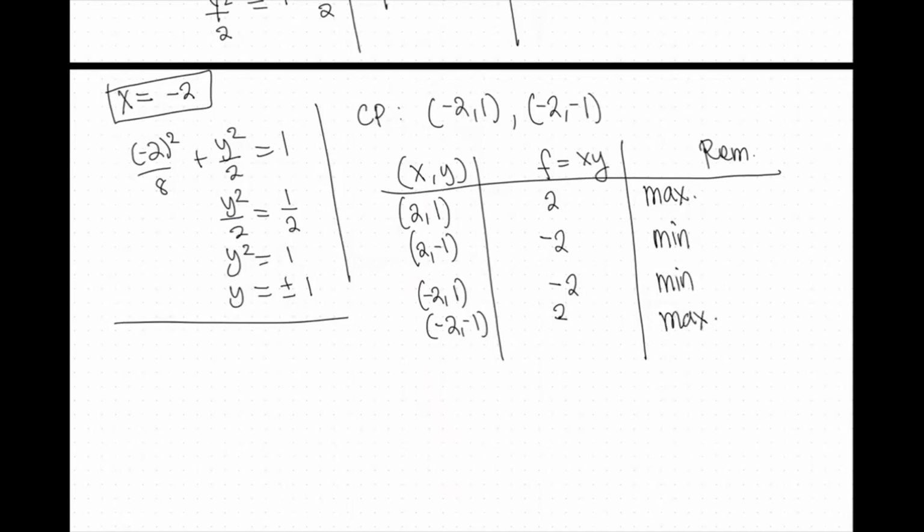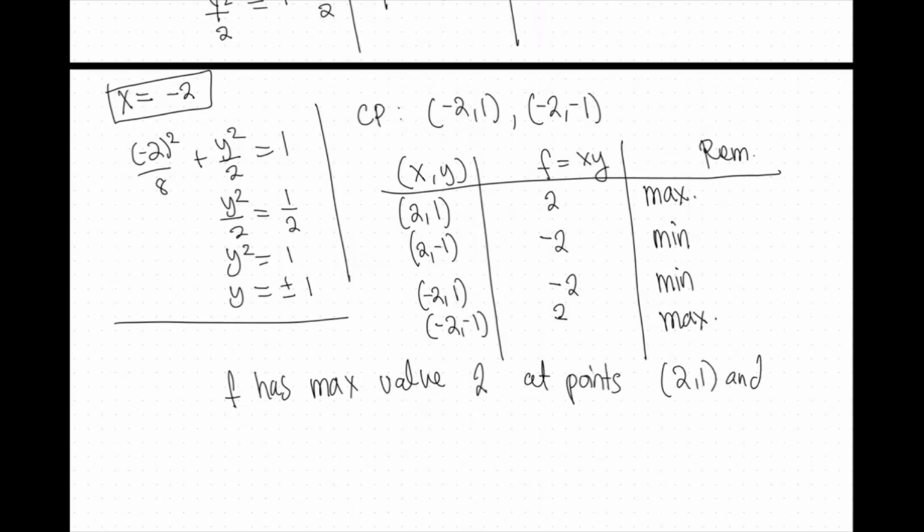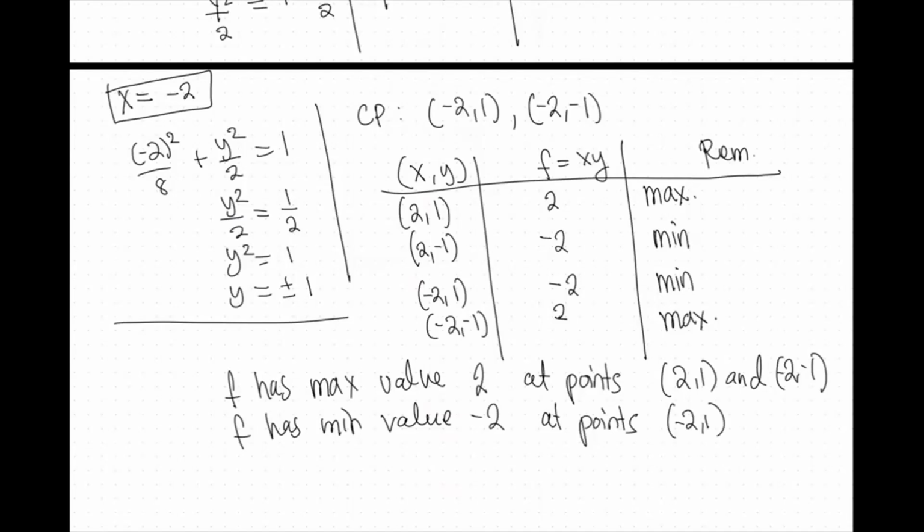So f here has maximum value 2 at points 2, 1, and -2, -1, and f has minimum value given by -2 at points -2, 1, and 2, -1. So that's our conclusion. All right.